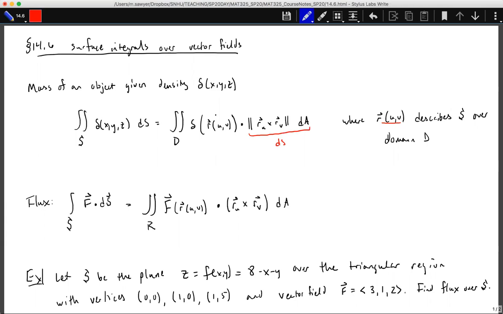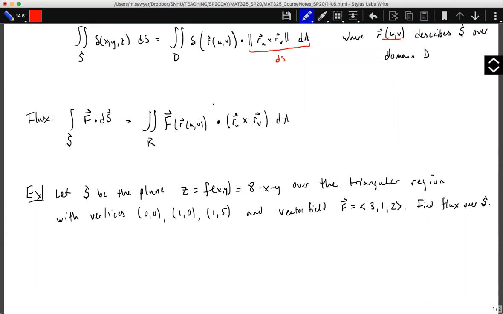Now, if you're looking for the surface integral over a vector field, to calculate the flux, for example, you can do a very similar thing. So here F is your vector field, and r parameterizes your surface in terms of two variables, and ru and rv are the derivatives with respect to u and v of those particular functions. So the flux over a surface is the same as taking the vector field evaluated at the parameterization, dotted with the surface normal in pieces.